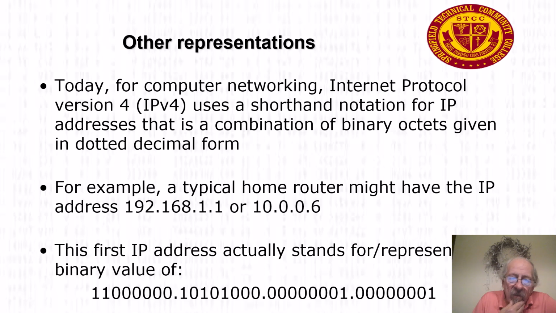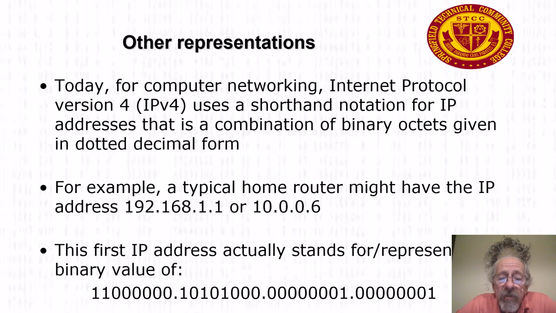Other representations. So today for computer networking, Internet Protocol version 4, IP version 4, uses a shorthand notation for IP addresses that is a combination of binary octets given in dotted decimal form. For example, a typical home router might have the IP address of 192.168.1.1, or maybe you'd have a home router with an IP address of 10.0.0.6.